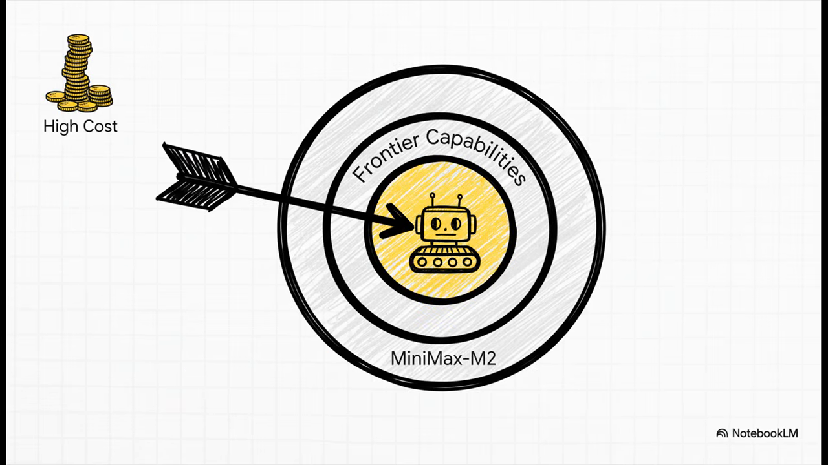So what's the bottom line here? What's the big takeaway? It really seems like MiniMax M2 has found that perfect sweet spot. You're getting the kind of powerful, agent-like coding skills you'd expect from one of those giant, super expensive frontier models, but you're getting it in a package that's efficient, cheap to run, and open source.